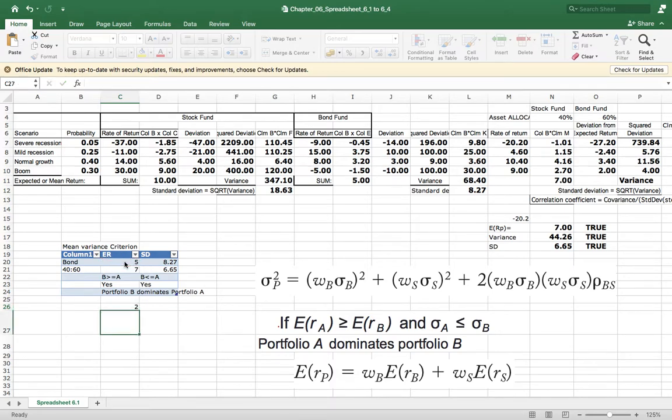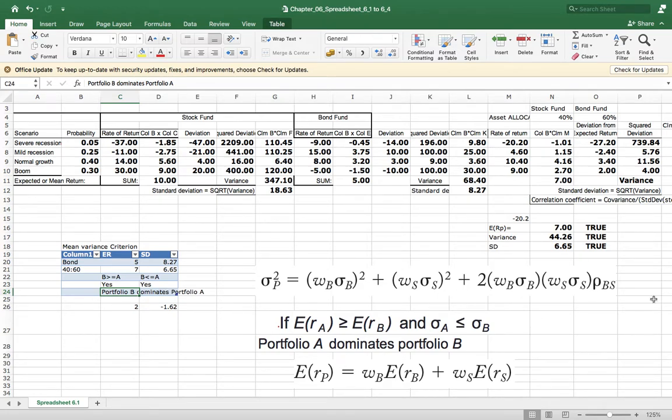Portfolio B's return is more than A's return by 2%, and B's standard deviation is 1.62 less than A's standard deviation. That means standard deviation is less, return is more. Then we can call portfolio B dominates portfolio A. I hope this is clear.